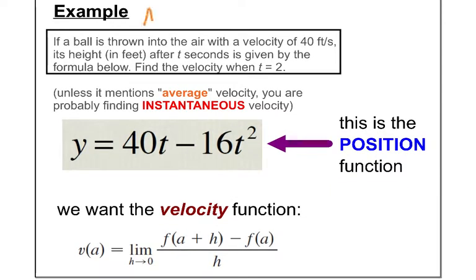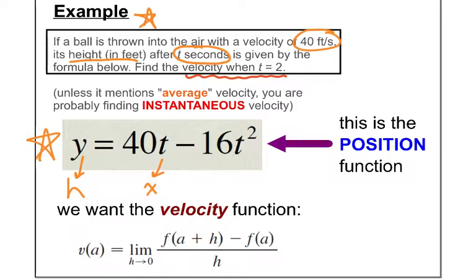All right, here we go, a typical physics problem. You throw a ball in the air, there's your velocity. Your height in feet after t seconds, there's your x values, is given by this formula down here. So h is height, t is time, that's basically your x values. Question for you, friends, can you find the velocity when t equals 2?